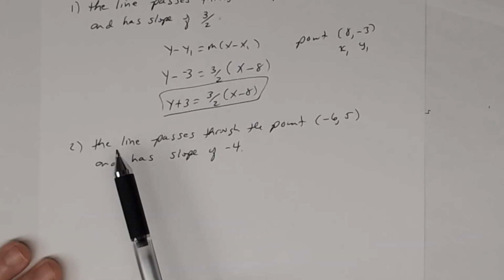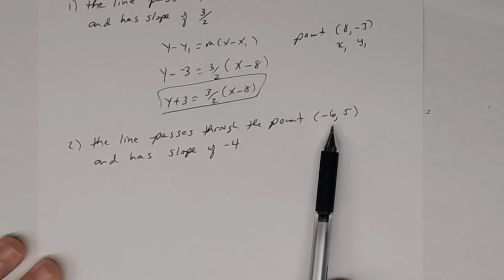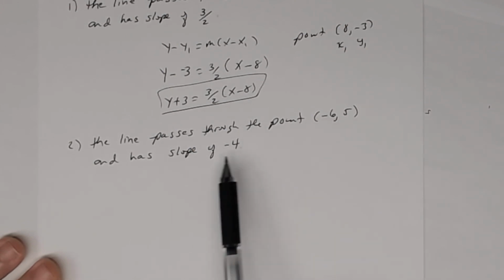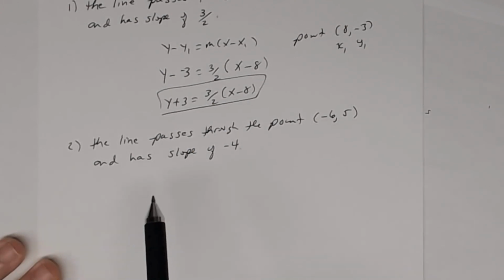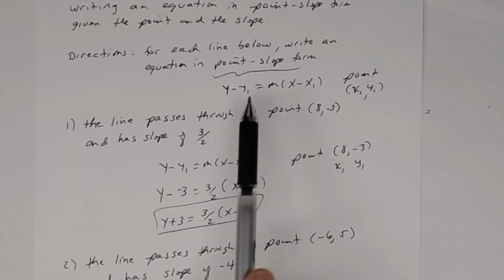All right, number two. You're given that the line passes through this point, negative 6, 5, and it has this slope. The slope is negative 4. And you want to write the equation of this line in point slope form.